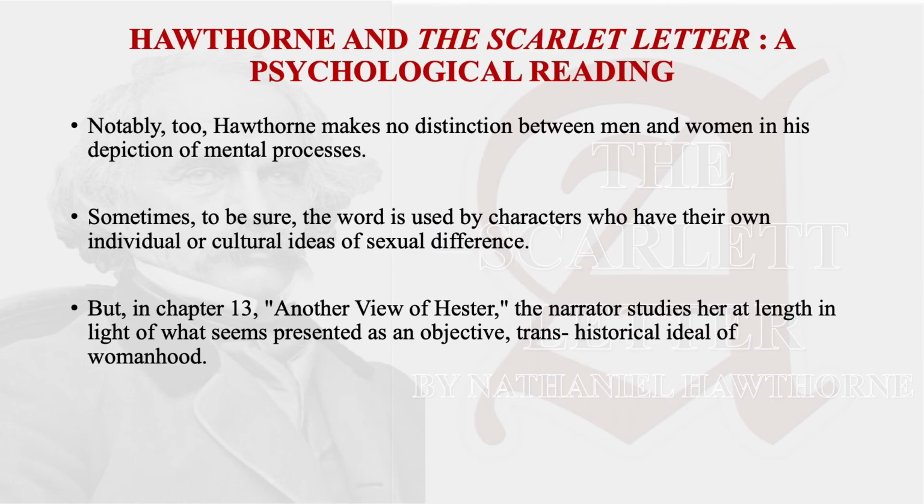But in chapter 13, titled "Another View of Hester," the narrator studies her at length in light of what seems presented as an objective, trans-historical idea of womanhood. On the one hand, she appears to be faulted for having deviated from this ideal, even if she could not help herself. On the other, her good traits appear to be compatible with it.